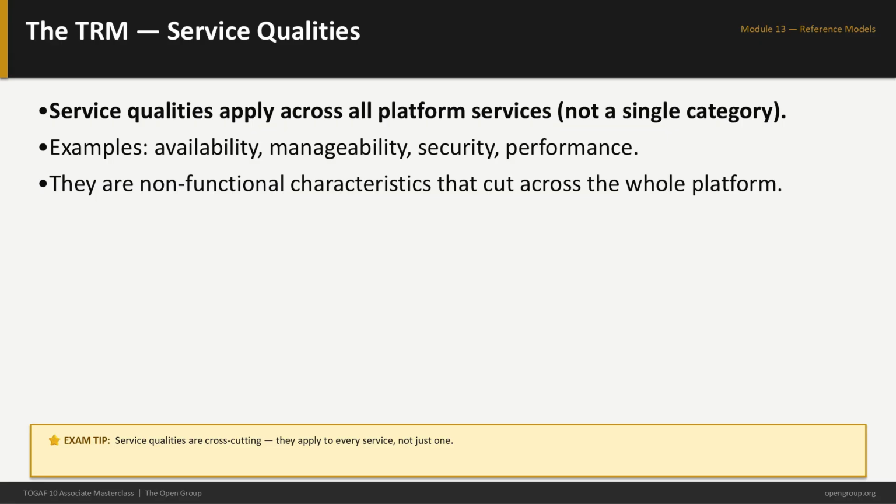There's a subtle but testable point about the TRM service qualities. Unlike the service categories we just listed, service qualities are not a single category sitting alongside the others. Instead, they apply across all of the platform services. Examples include availability, manageability, security, and performance. These are non-functional characteristics that cut across the entire platform rather than belonging to one service. So the trap to avoid is treating service qualities as just another service category. They're cross-cutting. Every service has qualities. If the exam asks whether service qualities are one category, the answer is no, they span all of them.